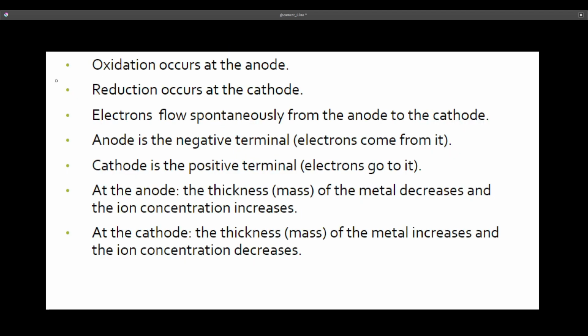Okay, just to recap everything that's been stated earlier. Oxidation occurs at the anode, reduction occurs at the cathode, electrons flow spontaneously from the anode to the cathode. The anode is the negative terminal and the cathode is the positive terminal. Anodes gain mass while cathodes lose mass.